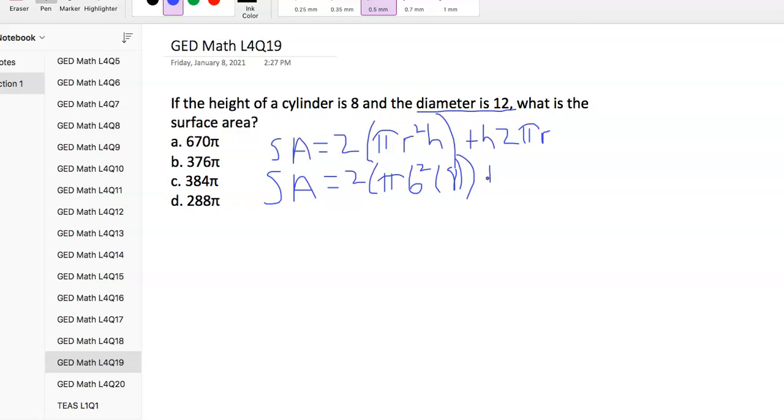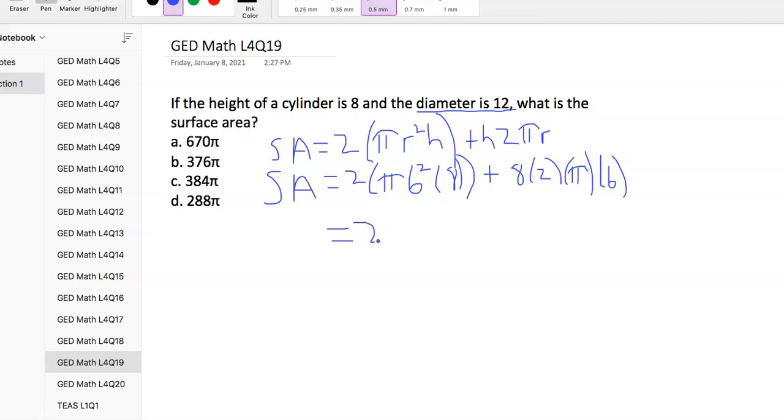Okay, all of that plus, again, height is 8 times 2 times pi, and then again radius is 6. Are we having fun yet? This is a tough one. But as far as computing ability, it's not really going to be that hard. It's just a question of having the formula and then trying not to make a mistake.